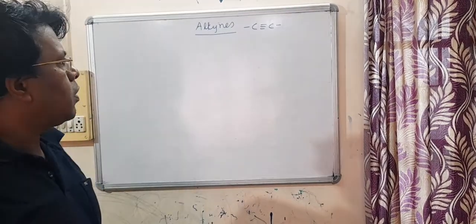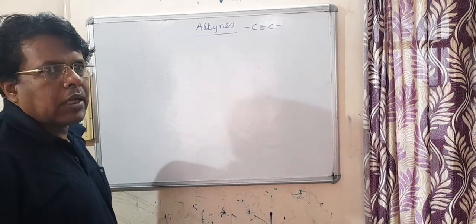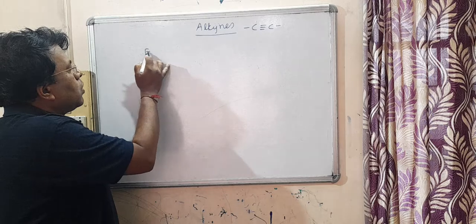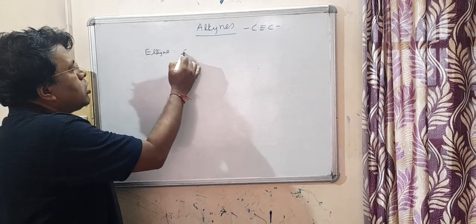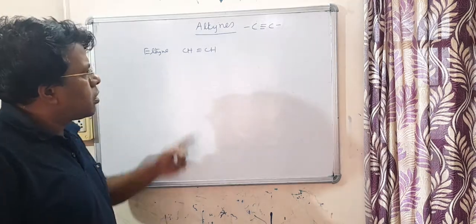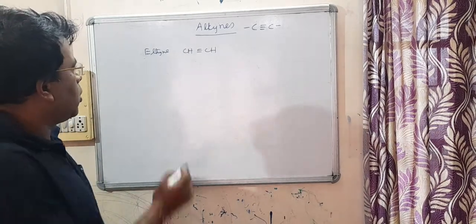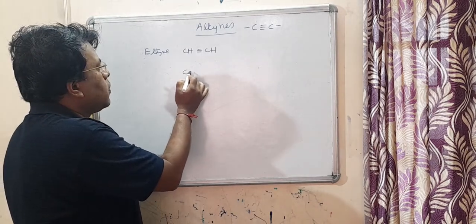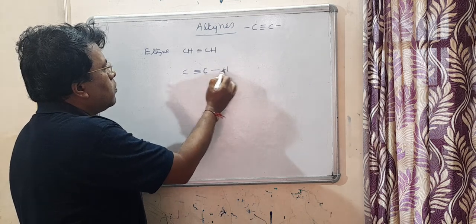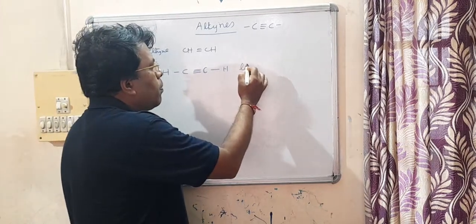And first, regarding the structure of alkyne, for that let us consider the simplest alkyne. The simplest alkyne is ethyne, which is CH triple bond CH. So this is the simplest alkyne. And now, what is the structure of ethyne? The structure of ethyne will be somewhat like this. And ethyne is linear in shape.